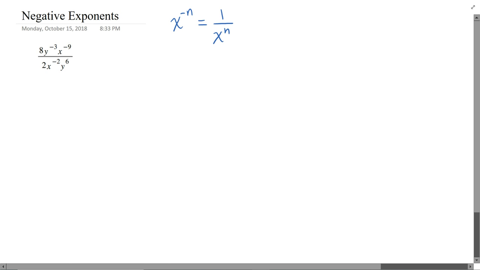The same is true if I have 1 over x to a negative exponent. I can make it positive by moving it into the numerator and changing the sign. So those are two properties. Another property is the zero exponent. Anything to the 0 power is the number 1.